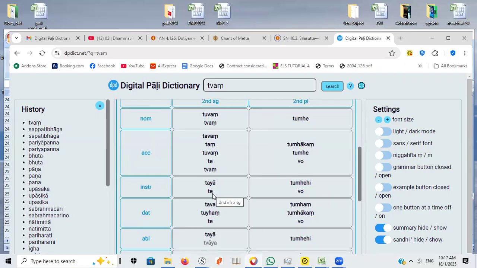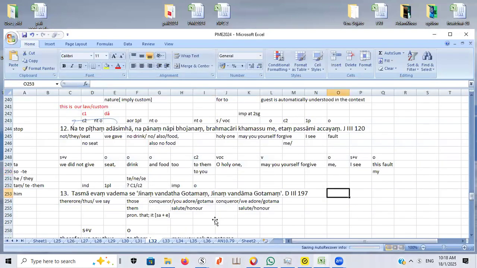Instrumental also "te". So if you take this one, that means in this case this is an object or indirect object, which is not a problem, because for object, like "I go to Penang", Penang is an object. We also use the word "to". For accusative, sometimes we also say "I go to the Buddha". Buddha is an object. We also use "to", so it has to be accusative form. So it's not a problem. It's still correct.